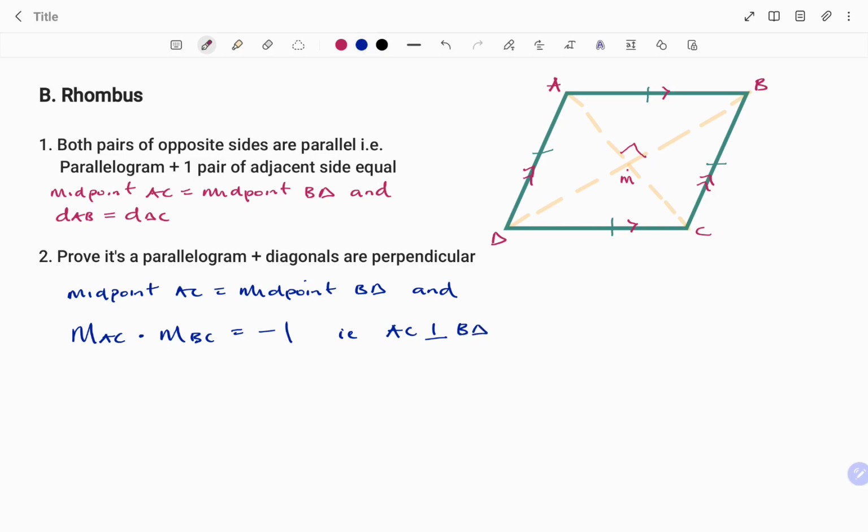And there's two options. I'll stick with the second option because you're only showing the parallelogram and also showing that the two lines are perpendicular.